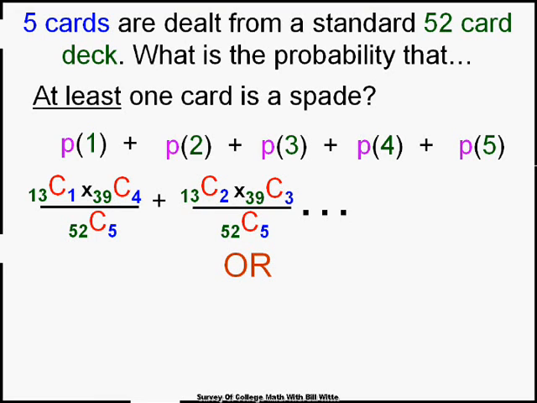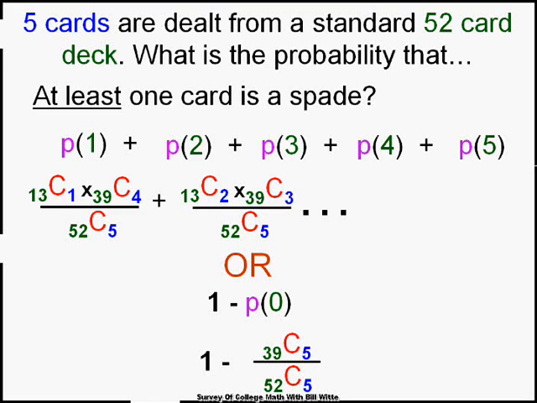Or, remember, I'm trying to find out at least one card is a spade. How about subtract from 1 the probability that there aren't any spades? But that's so easy. I should have thought of it for you.